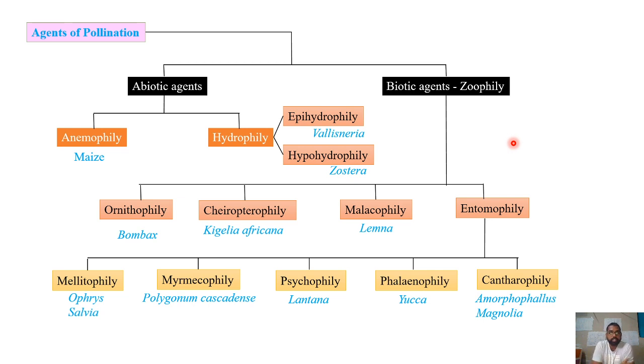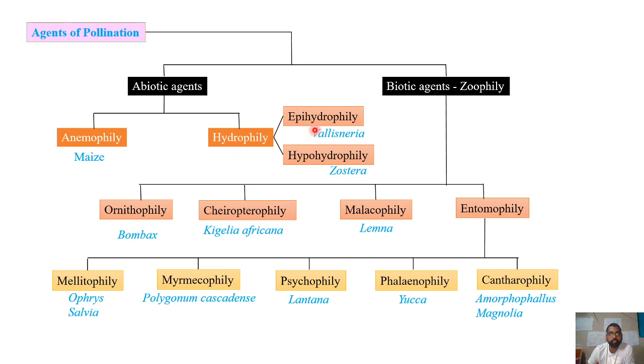Now coming to the agents of pollination, we have classified them into two different categories. One is abiotic agents, the other is biotic agents, where animals help in the pollination process. Therefore, it is called zoophily. In the case of abiotic agents, wind is one of the pollinating agents, which is called anemophily, that you can see in maize.